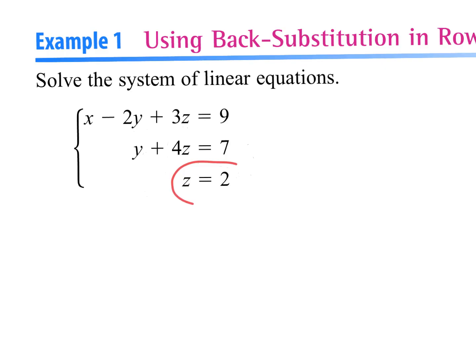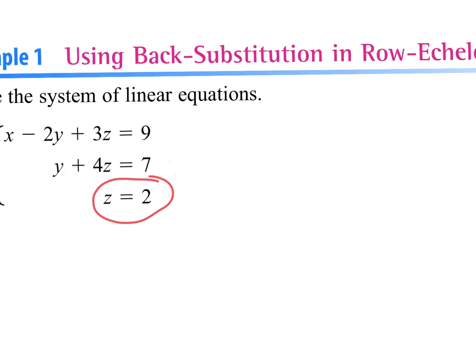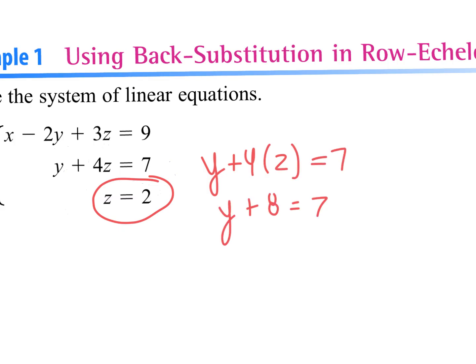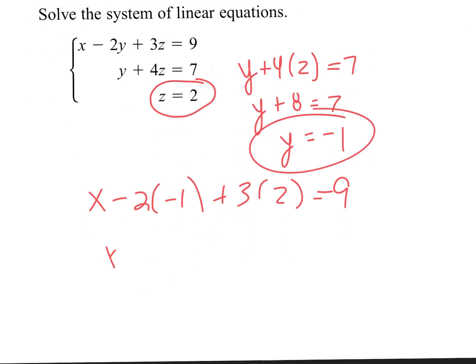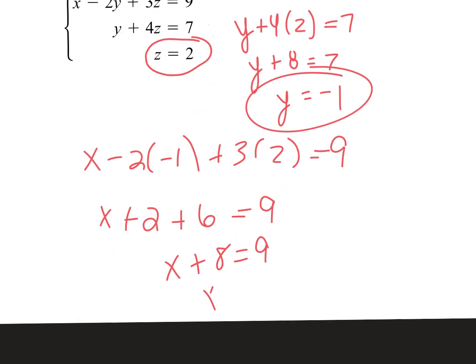I know that z is 2, so what do I do with z? I plug it in. So I say y plus 4 times 2 equals 7. Y plus 8 equals 7. So what does y equal? -1. Now what do I do with y and z? Plug it in. So x minus 2 times -1 plus 3 times 2 equals 9. X plus 2 plus 6 equals 9. X plus 8 equals 9. What does x equal? X equals 1.